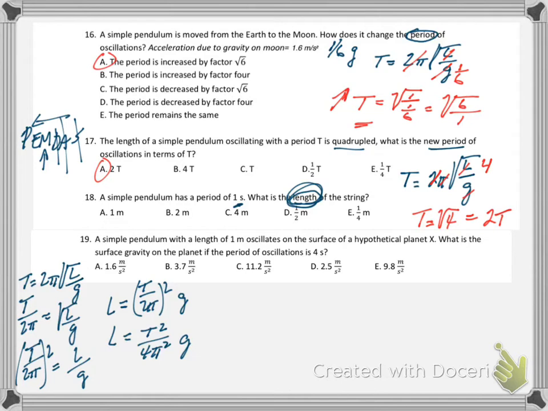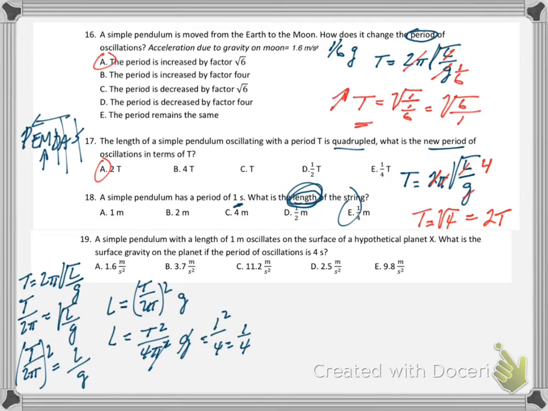So pi squared is actually 9.8. So it would cancel with G in the numerator. So we're left with T squared over 4. The period they gave us was 1. So 1 squared over 4 is actually 1/4. The answer is E.